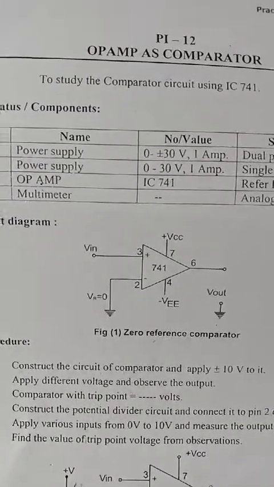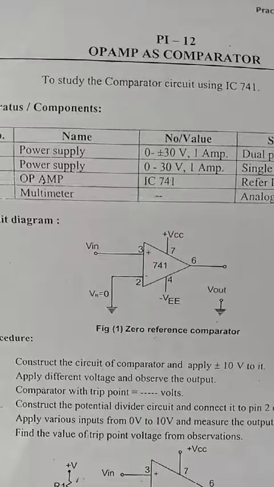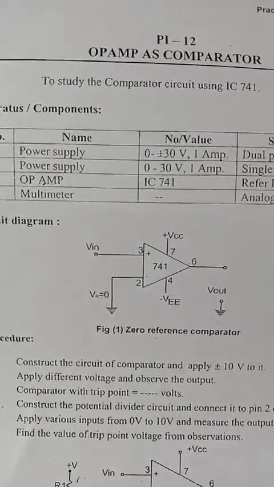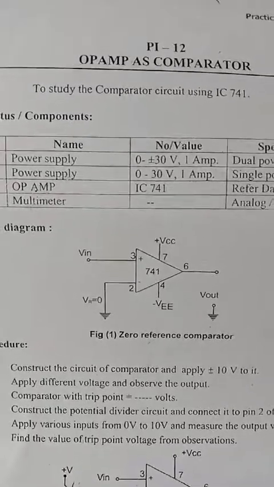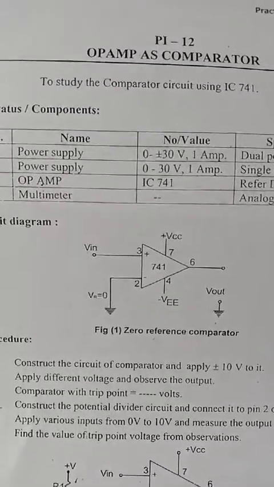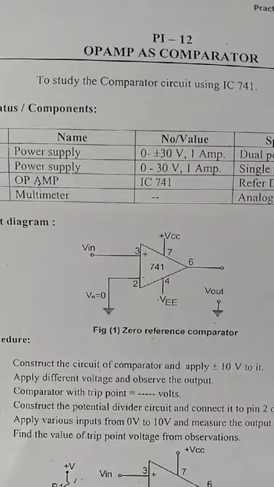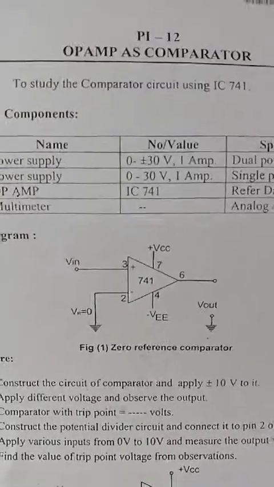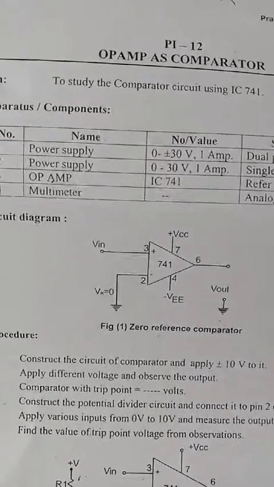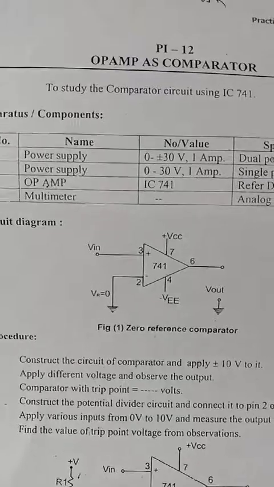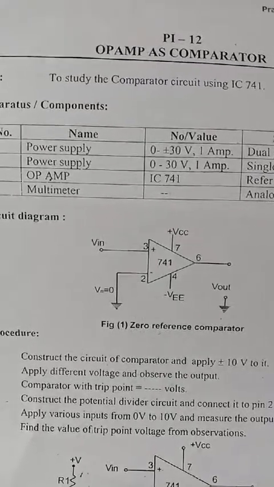Actually, the comparator is an open loop gain amplifier. So we get saturated output at pin number 6. Here IC741 is used as a comparator. Basically, there are two types of comparators. Zero reference comparator and a non-zero reference comparator.